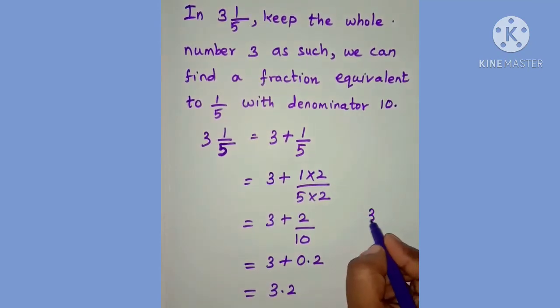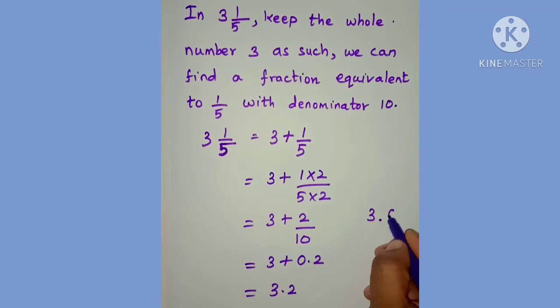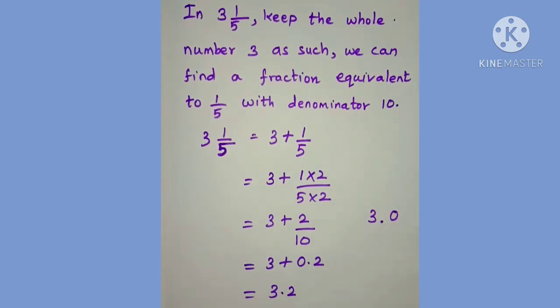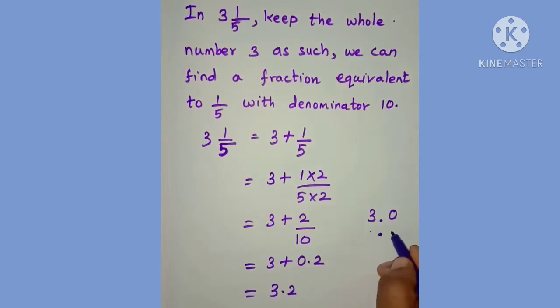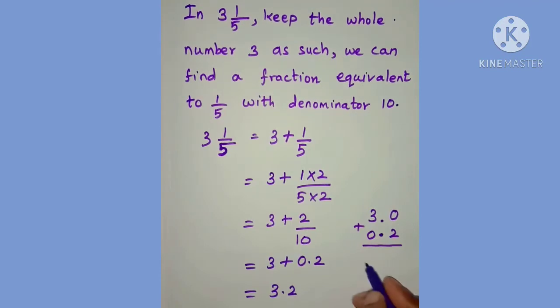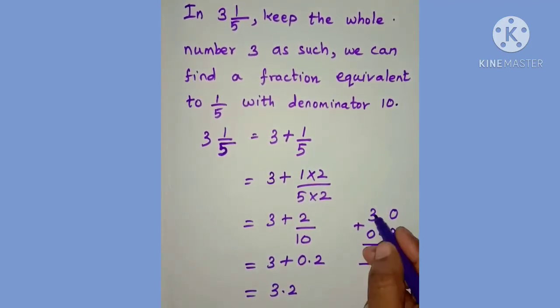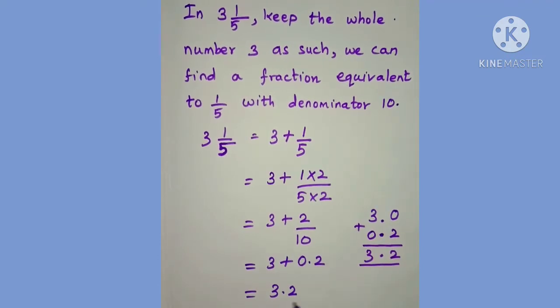That is 3 whole number. There is no fraction part, so put 0, and here the next number is 0.2. Now adding the decimal numbers we get 0 plus 2 is 2, 3 plus 0 is 3. So 3.2. So 3.2 is the decimal number for the given mixed number.